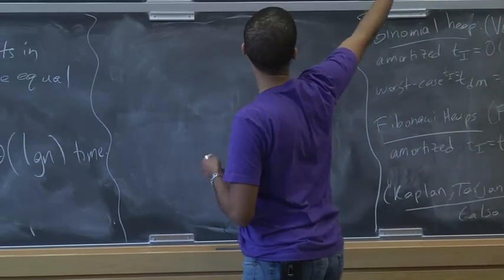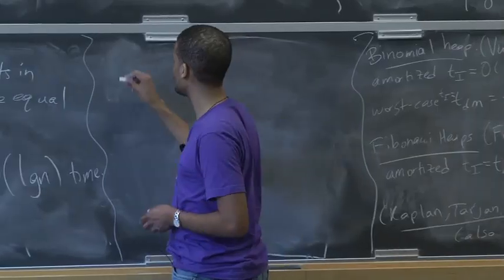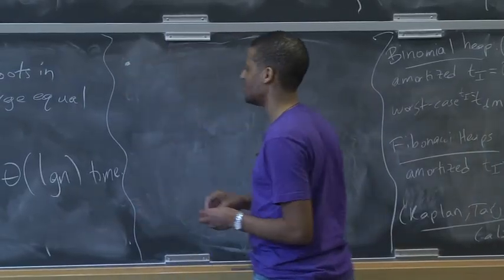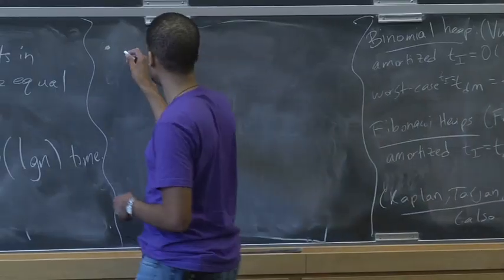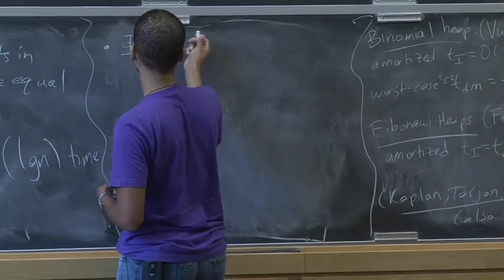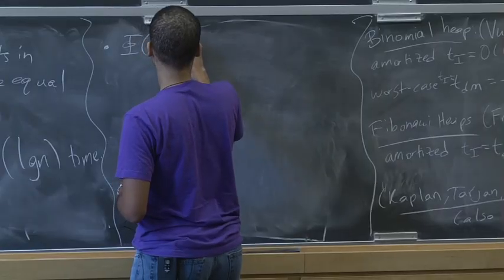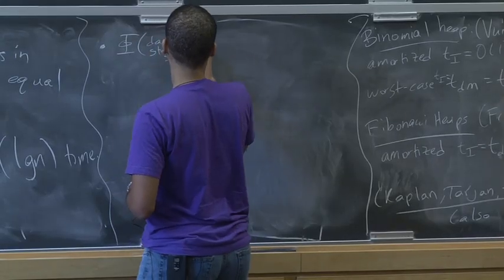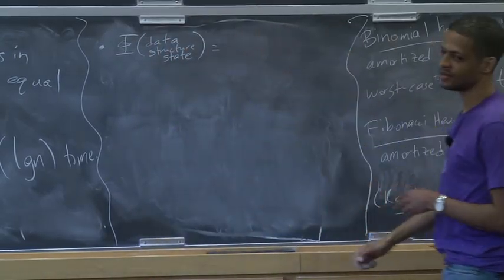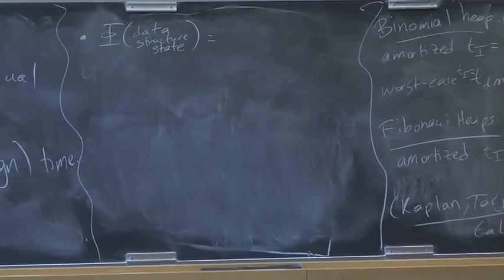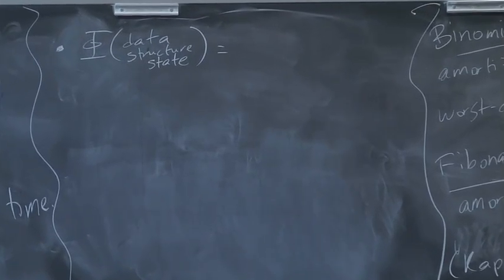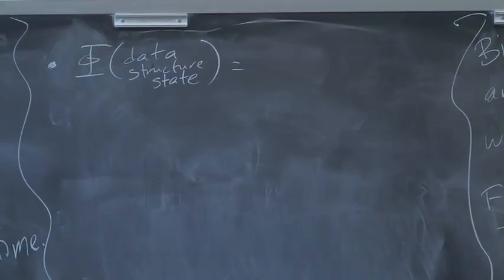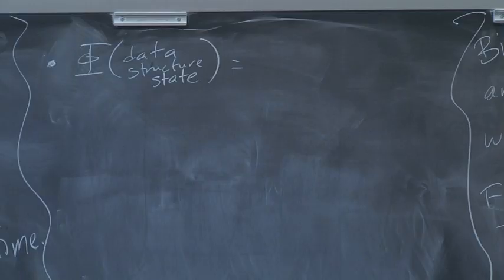Okay, so if we're looking at a picture of the data structure, does anyone have any ideas of a good potential function? Well, first of all, tell me this. What's the time it takes to actually do an insertion? I mean, log n is the worst case, but say it in terms of what we're actually doing.